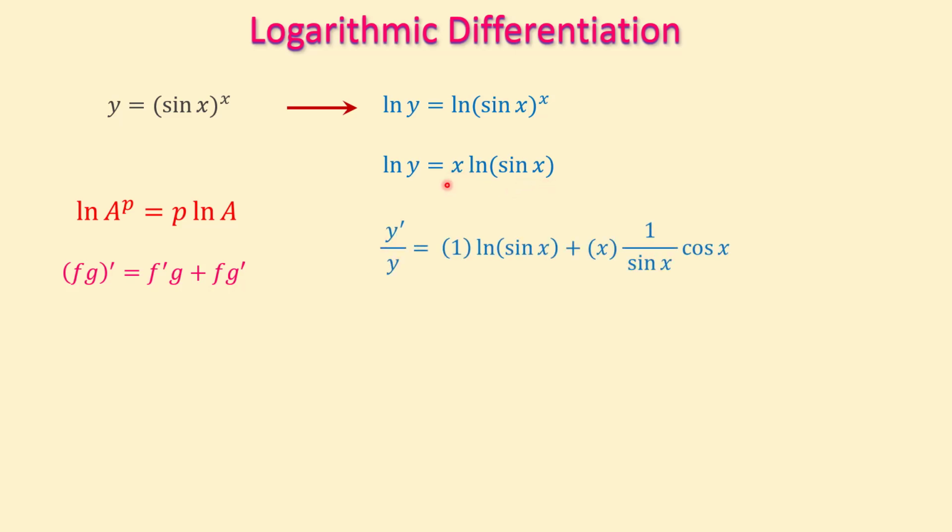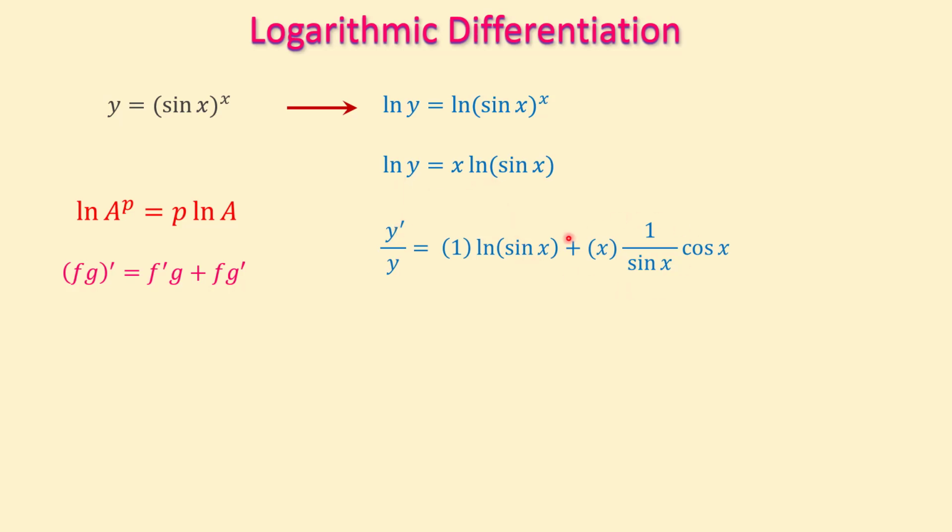So the derivative of the left side of this equation, ln of y, is 1 over y times y prime, or y prime over y. And the derivative of the right side of the equation is: the derivative of x is 1, times ln of sine of x. So 1 times ln of sine of x, plus f, which is x, times the derivative of ln of sine of x. The derivative of ln of sine of x is 1 over sine of x times the derivative of the inside. And the derivative of the inside, sine of x, is cosine of x. So we take the derivative of the left and right side of the equation.